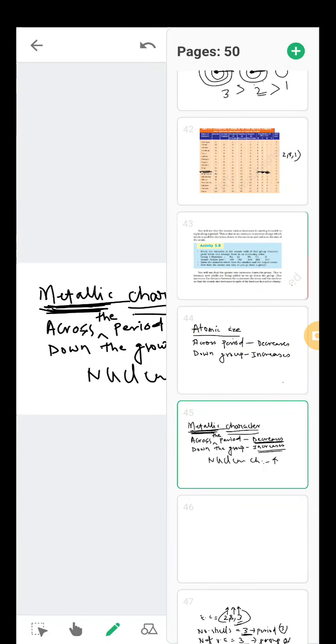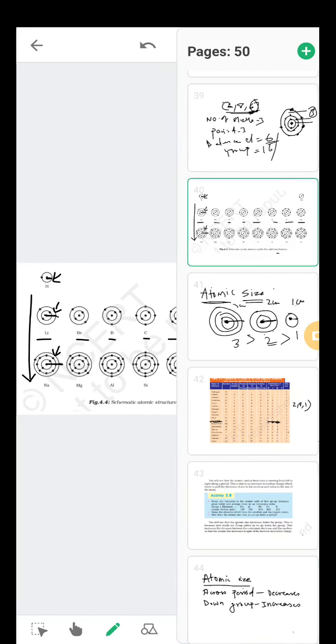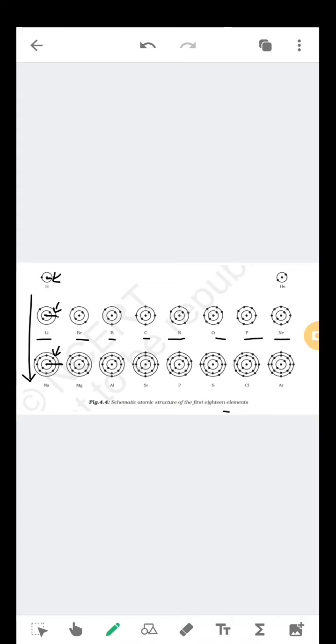Okay, so if you see over here, the electrons are going on increasing. Okay, so electrons have increased, so what is happening? The nucleus is holding them tight.